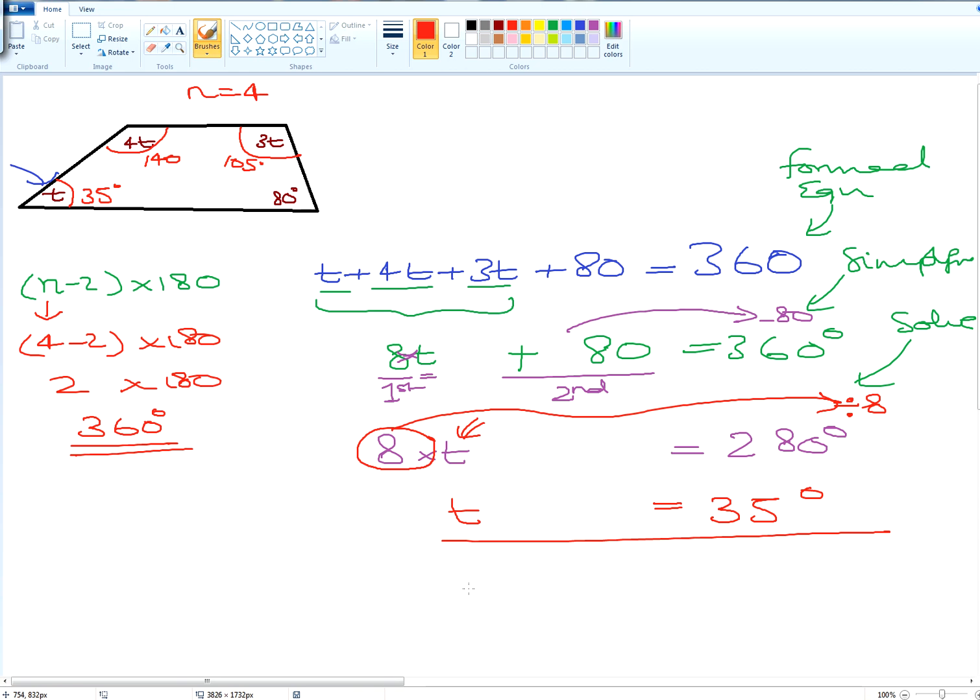So this question is again the next level up. We're using the same formula, forming equations, simplifying equations. So we are revising our algebra knowledge, algebra practice, in a polygon environment.